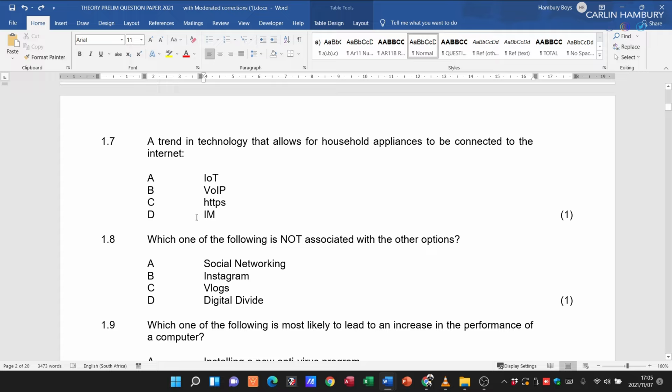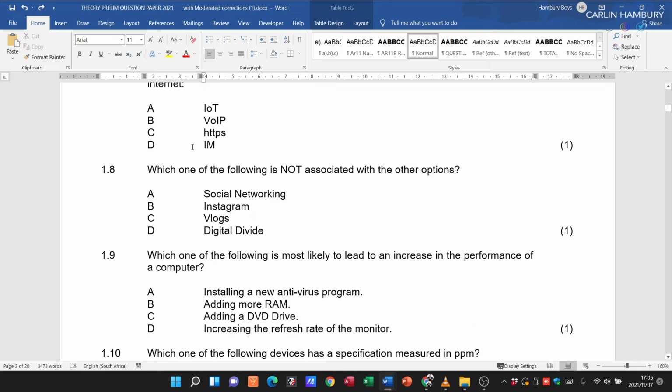So can you see, just by understanding these things, we can eliminate all of them and say, well, it's got to be the Internet of Things, because the Internet of Things deals with how we are using the internet on a daily basis in a variety of different areas. Okay, so the 1.7 is A.